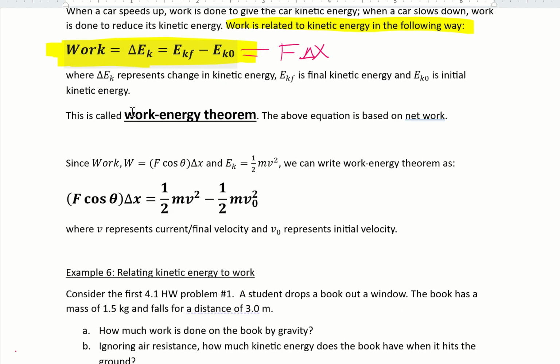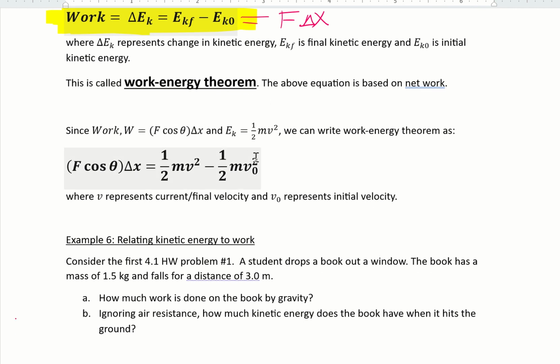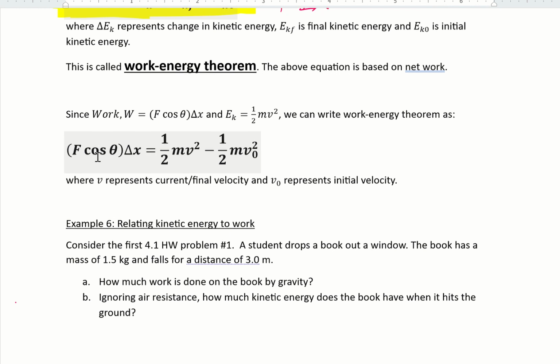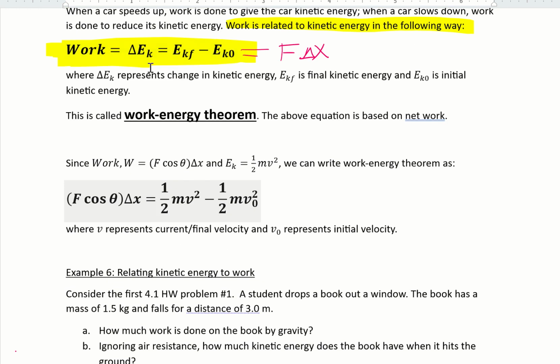This is called the work energy theorem. Okay, and this is all based on net work. So you can write the equation this way, where you're looking at 1/2 mv squared final minus 1/2 mv squared initial, and that's going to be equal to F cosine theta delta x. You can also think about it this way, just knowing that the way you calculate these things is with these equations.